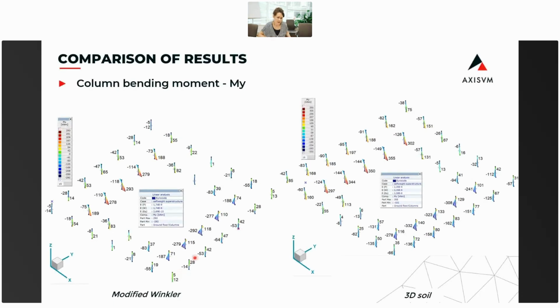And when we see the results of the 3D model and make the same comparison, for example, if we have a look at this column sequence and this column sequence, we can see that the moment distribution is not symmetric, because the negative moments are different and also the positive moments are different. And we can also see that the moment has increased in the case of the 3D model.